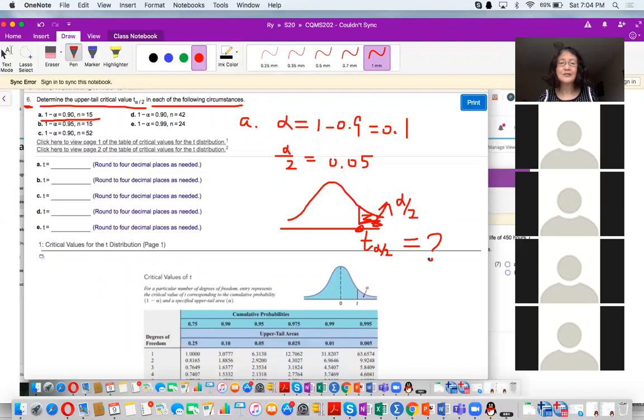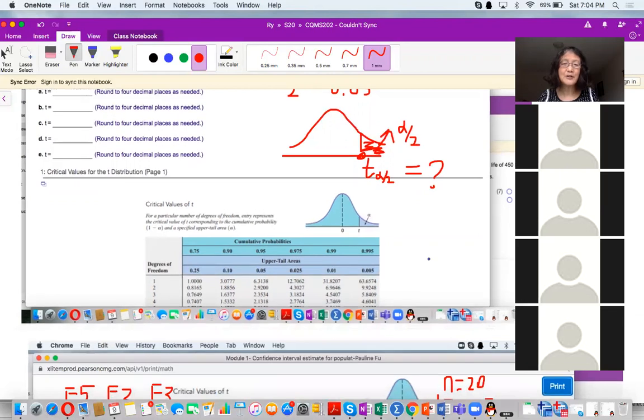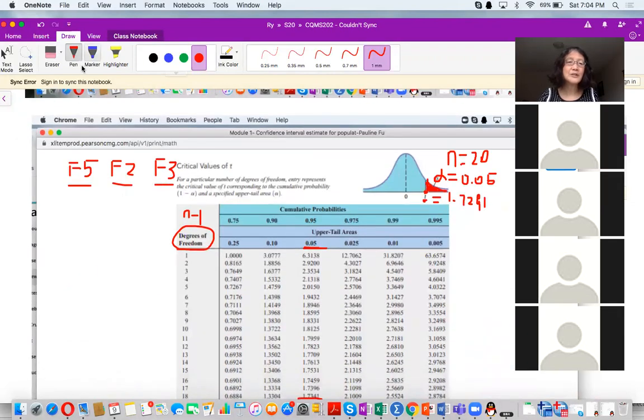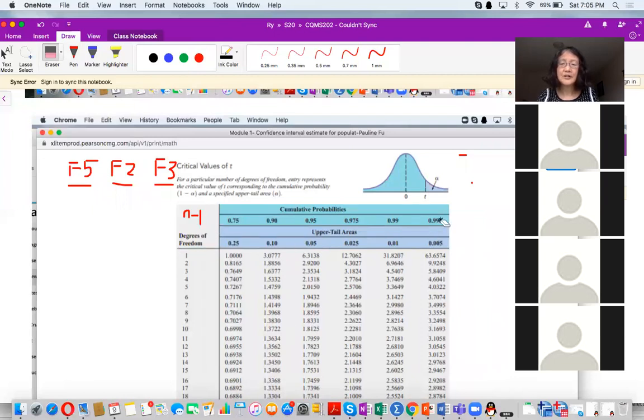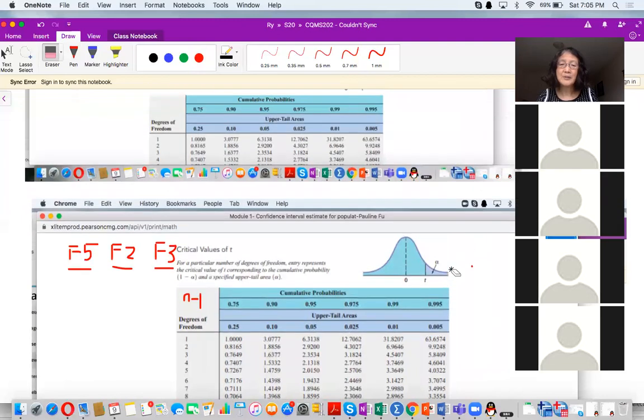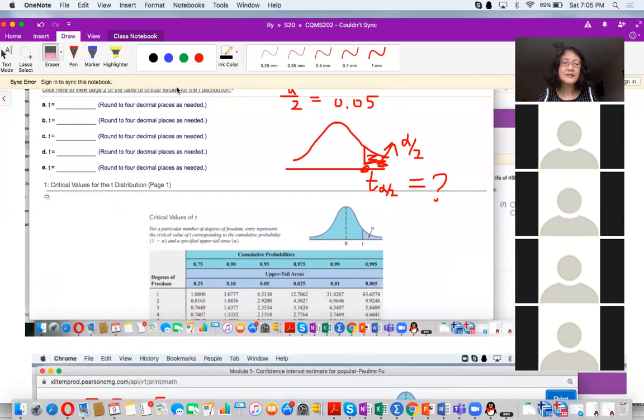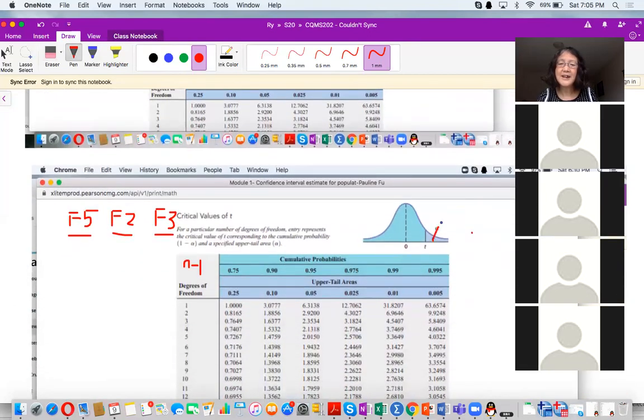Okay, again, two methods. One, go to the table. So the table is right here. Go to this table, but apply to this situation. Half alpha is 0.05. So you locate this area, half alpha.